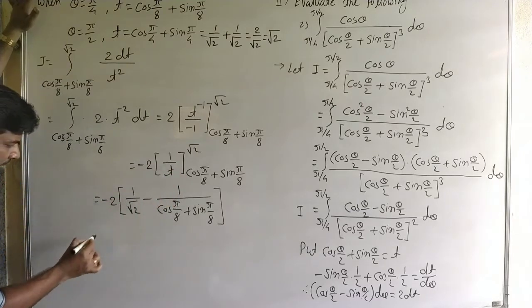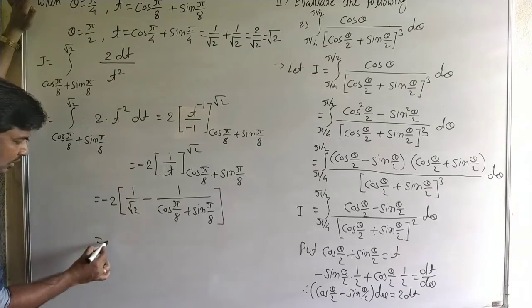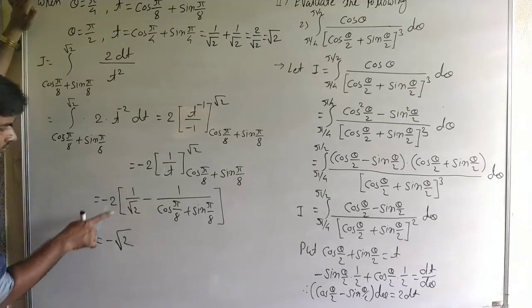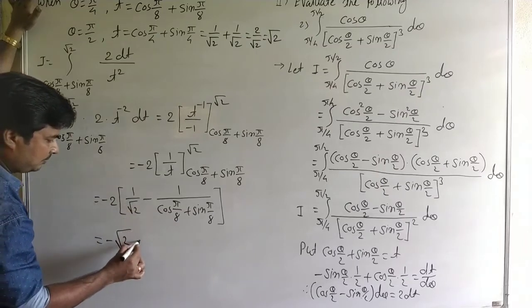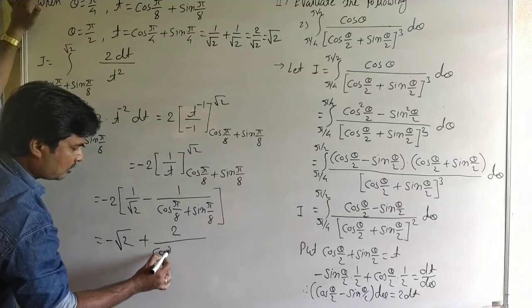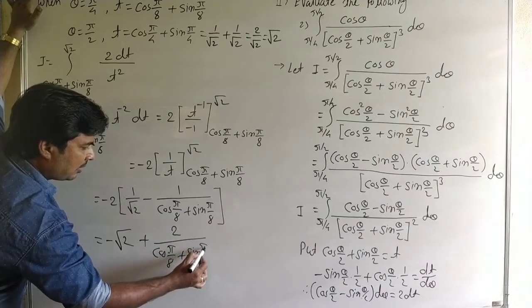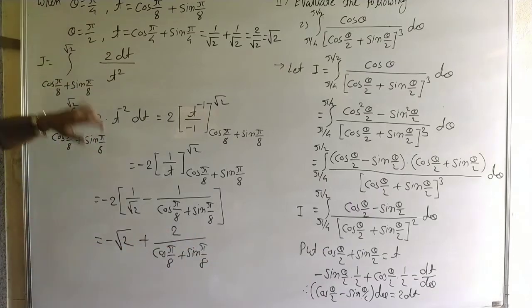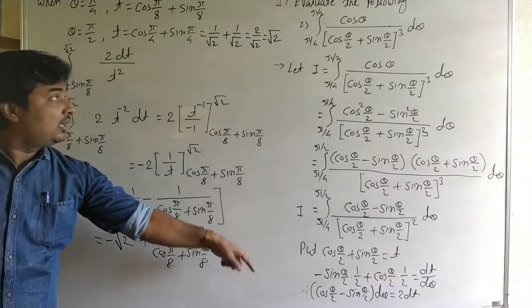When we multiply by minus 2, here minus 2 upon root 2 is minus root 2, and this minus becomes plus 2 upon cos pi by 8 plus sin pi by 8. It is the last answer of this question. Okay, see carefully, check the calculation.